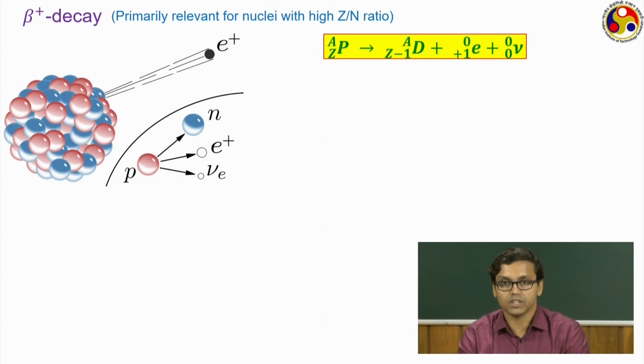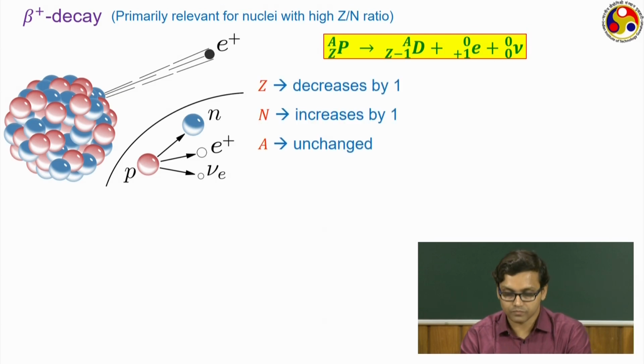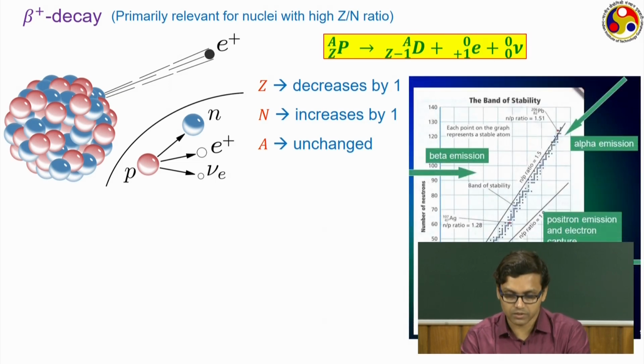So, the daughter is having Z minus 1 as its atomic number, plus we have a positron. So, by beta decay it is the opposite situation of electron decay or beta decay. This positron decay is associated with a decrease in Z by 1, an increase in N by 1, with the mass number, that is A, remaining unchanged.